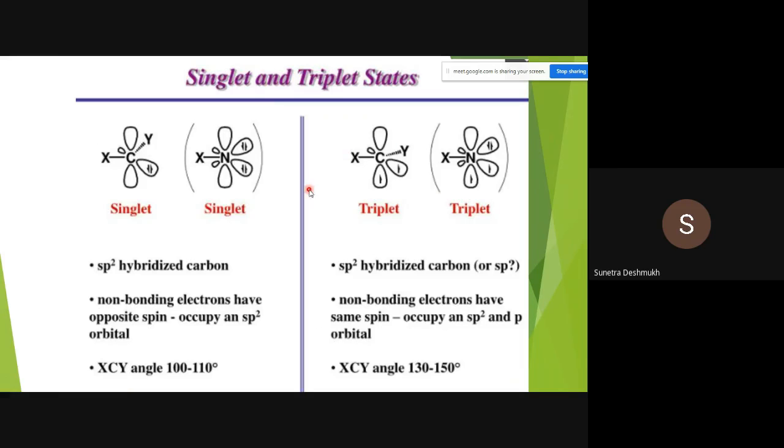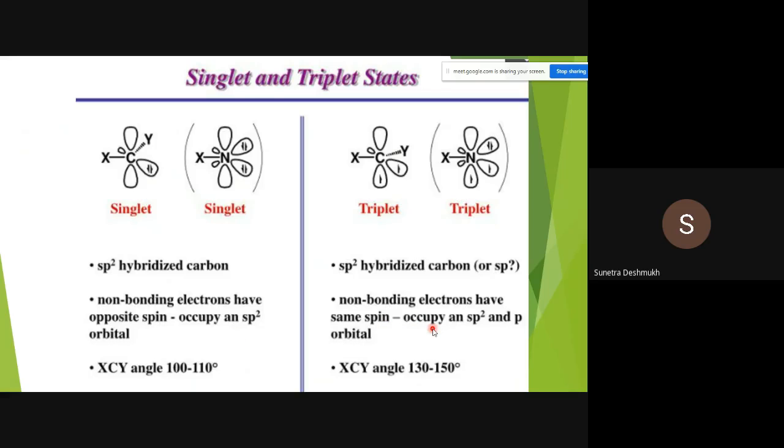Next, singlet and triplet carbene. Singlet carbene, singlet nitrene, triplet carbene, triplet nitrene. Okay, let's see, it's interesting. Both singlet and triplet carbene and nitrene have an sp2 hybridized atom. In singlet nitrenes and carbenes, the non-bonding electrons have opposite spin and occupy an sp2 hybridized orbital.